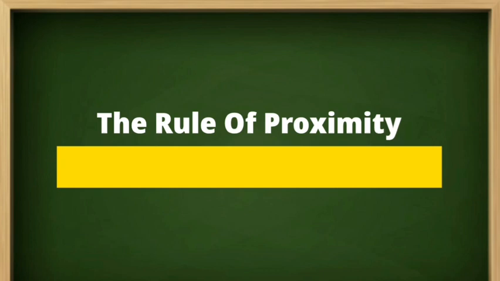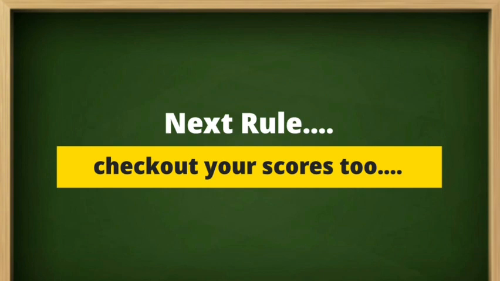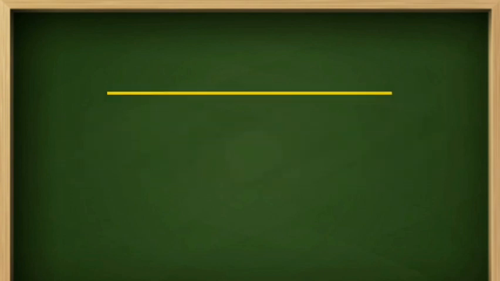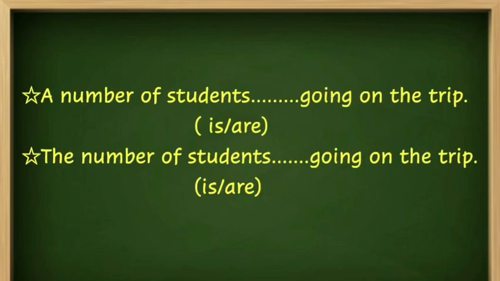Now, moving on to our next rule, try to see whether we are able to answer the question or not. Meanwhile, you can count your scores also. So here is the question in front of you. This time you have two sentences in front of you.